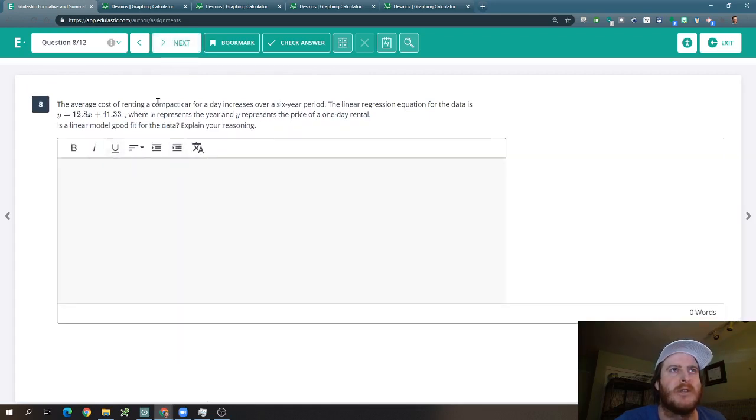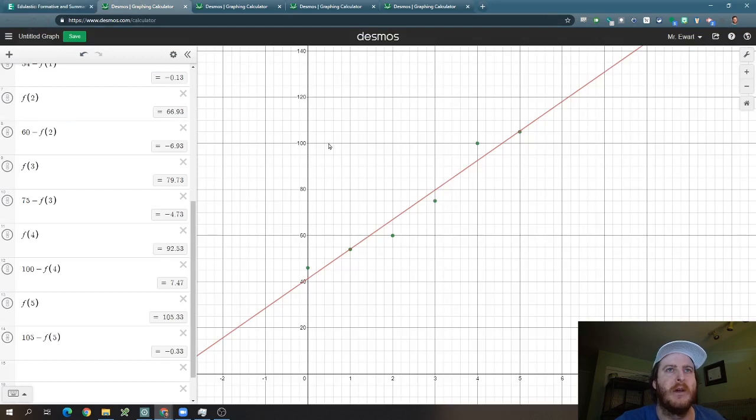So it says the average cost of renting a compact car increases over a 6-year period. The linear regression was y equals 12.8x plus 41.33. Is a linear model good for your data? So I'm going to look. It looks like my values are very close. This is forming a line. It doesn't really look curved. It doesn't look like it's curving. Our points are on both sides of the line. And it doesn't look like it would make a good curve.